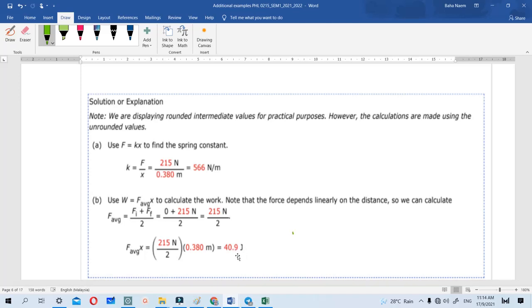Now, I would like you to try using half kx squared. Will you arrive with the same answer or not?